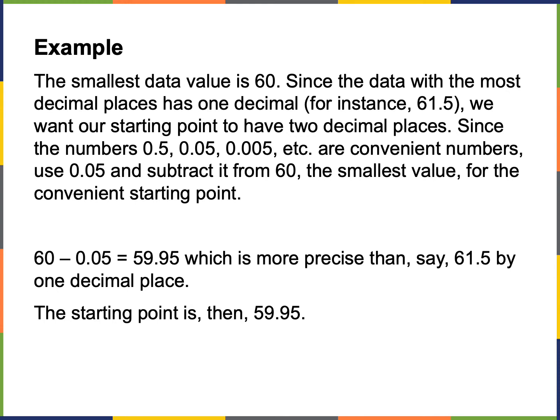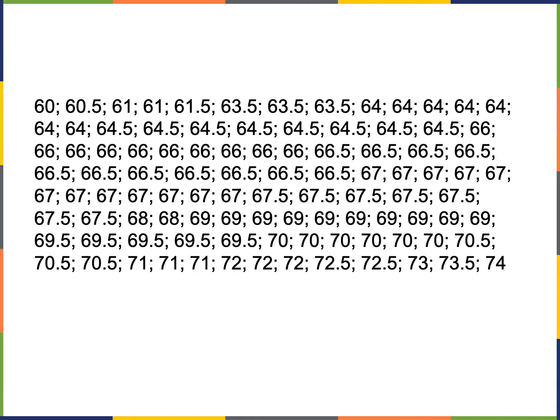So we subtract 0.05, which has 2 decimal places, and so our starting point will be 59.95, which is more precise than, say, 61.5 by 1 decimal place. So we start there. And that's the data again.